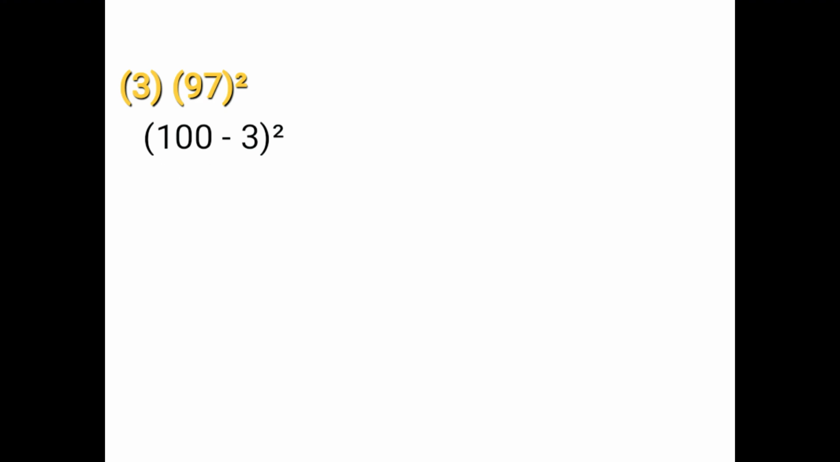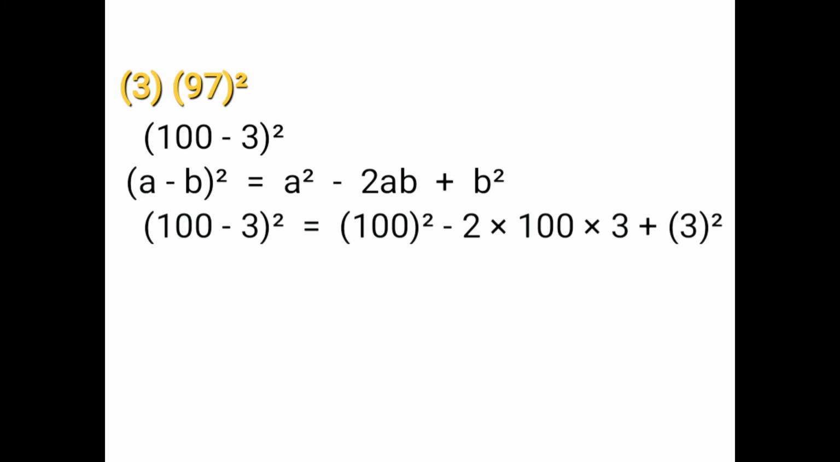So now use the formula a minus b the whole square. A minus b the whole square is equal to a square minus 2ab plus b square. That is 100 minus 3 the whole square, which I have taken in subtraction expansion form. You have to solve. Which number belongs to a and b? Check that and solve in this form. 100 minus 3 the whole square is equal to 100 square minus 2 into 100 into 3 plus 3 square. 2ab means 2 into 100 into 3, multiplication form.